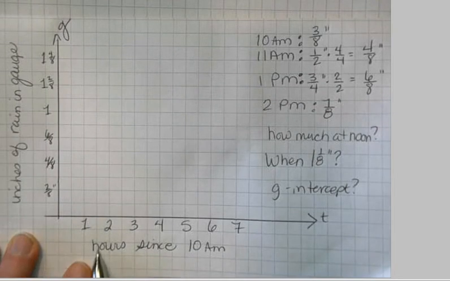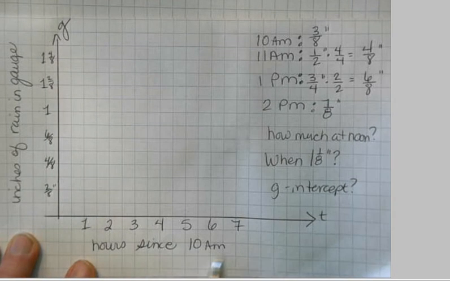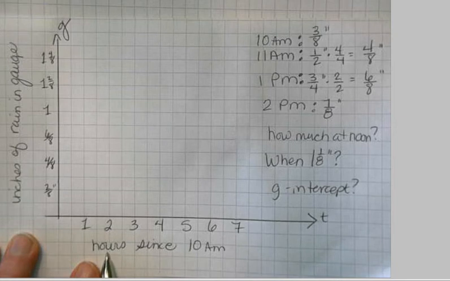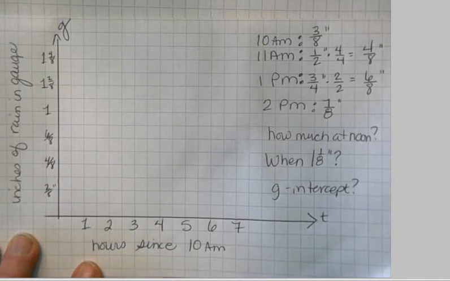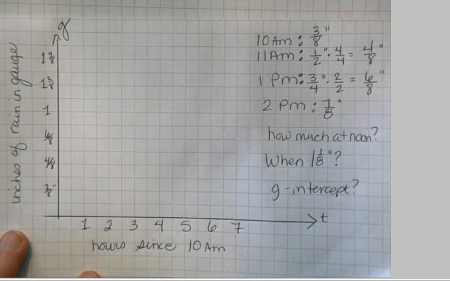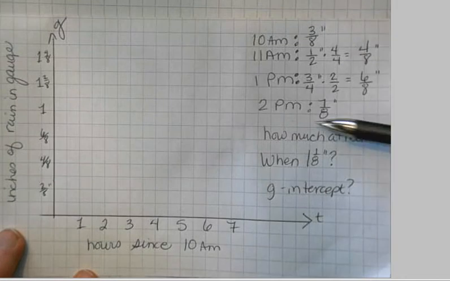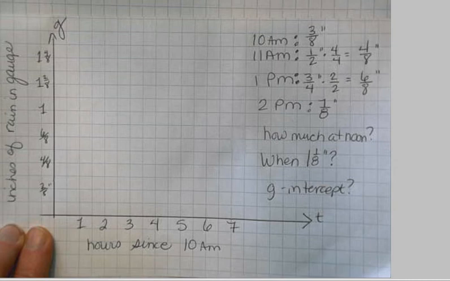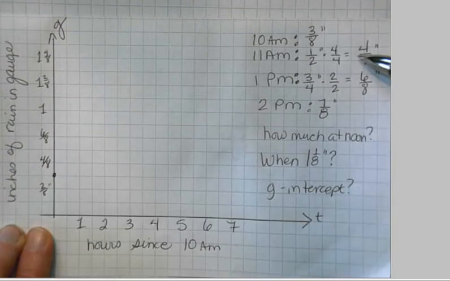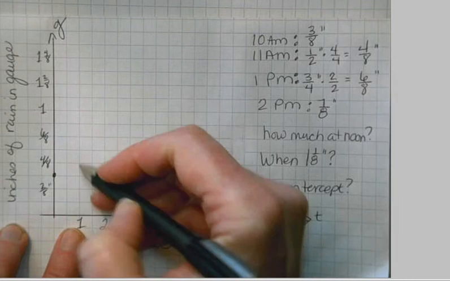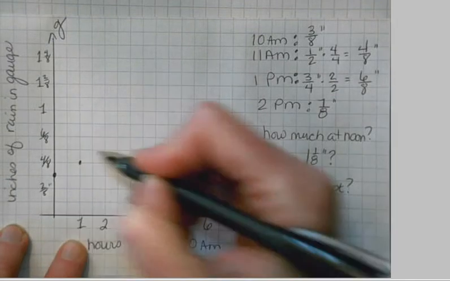Now on my t-axis, I want to be sure that I use the information from the problem. They told me that t was going to be hours since 10 a.m. And so these numbers here don't refer to particular times. They tell me how many hours since 10 a.m. So let's go ahead and get our scatter plot on here. So we're going to go ahead and plot these points. So at 10 a.m., which is 0 hours since 10 a.m., we have 3/8 of an inch. At 11 a.m., we have 4/8, and so that's going to be 1 hour since 10 a.m.